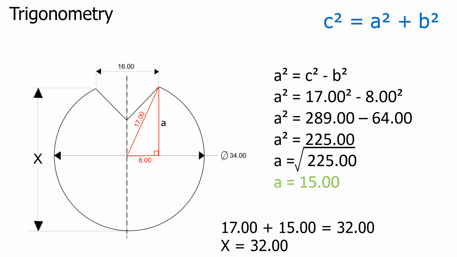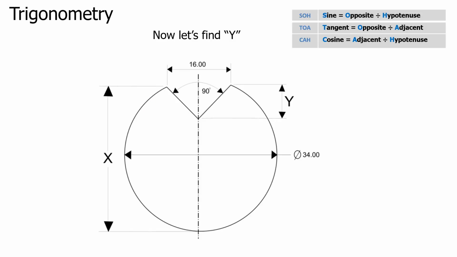So the radius is 17 millimeters, which is half the diameter, plus 15 millimeters, the length I've calculated. My X distance is 32 millimeters. I will also have to calculate the depth of that V groove. I've rung the mechanic and he's told me it's about 90 degrees.